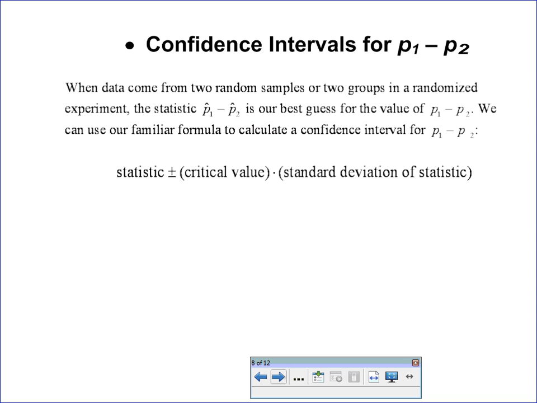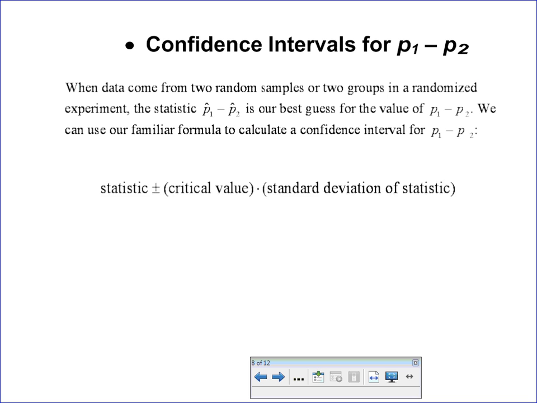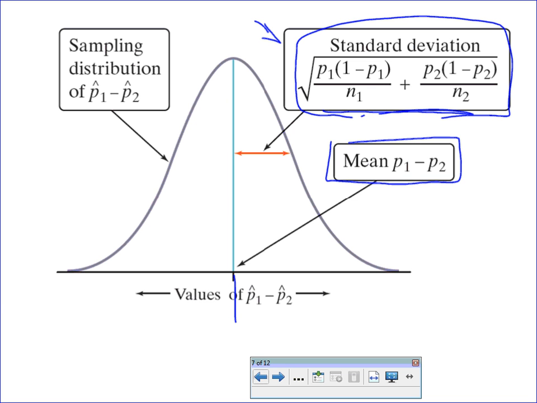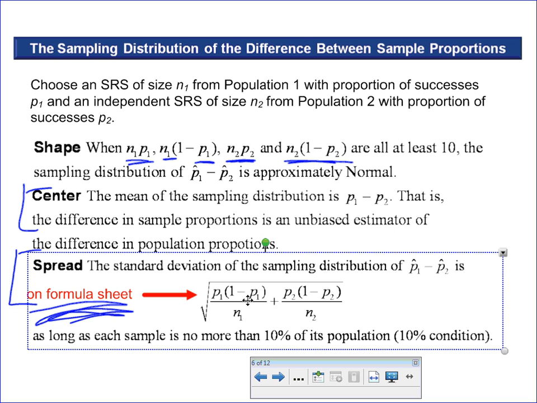So now we can create a confidence interval. If we take the sample from two different populations, it's easy. The statistic, we go back to our familiar formula for confidence interval, which is statistic plus or minus critical value times the standard deviation of the statistic. Well, the statistic is just merely going to be p hat 1 minus p hat 2 plus or minus z star at the confidence level we choose, generally 95%, times the standard deviation of the statistic, which is this right here.